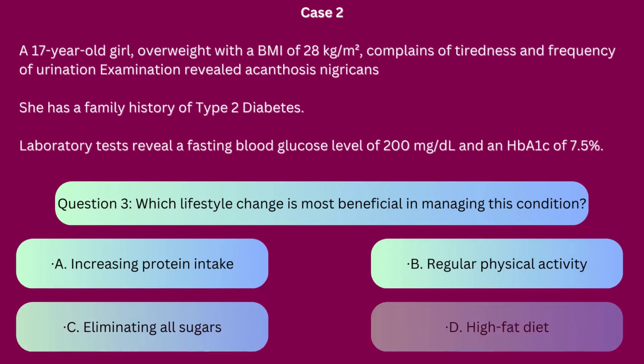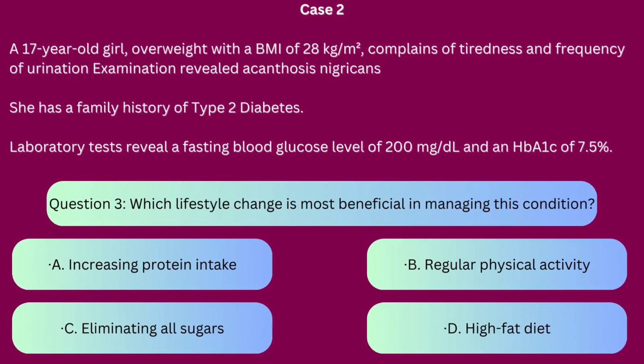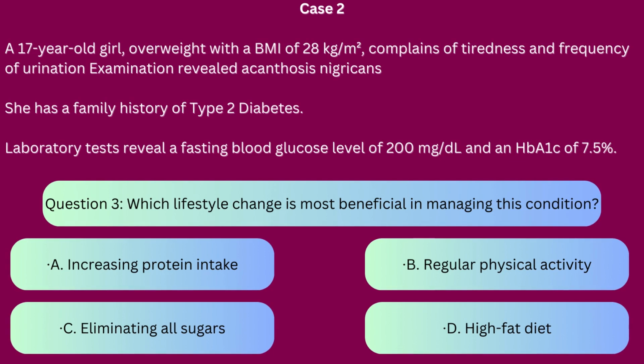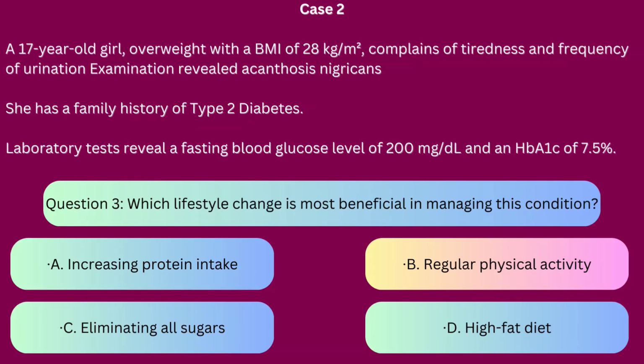Question number 3. Which lifestyle change is most beneficial in managing this condition? A. Increasing protein intake. B. Regular physical activity. C. Eliminating all sugars. D. High-fat diet. The correct answer is B. Regular physical activity is crucial in managing type 2 diabetes mellitus. It helps improve insulin sensitivity, aids in weight management, and can positively impact blood glucose levels.